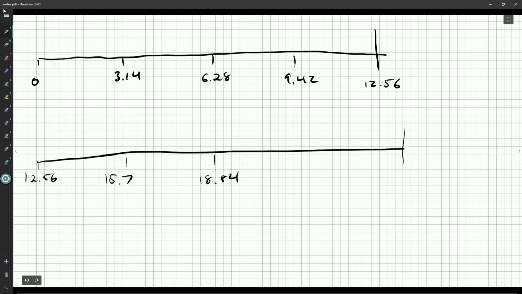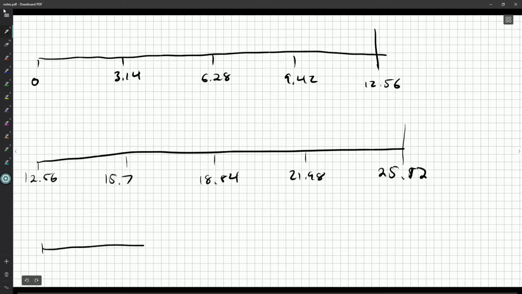18.84, so that would be 6 pi as unfurled. And then 21.98, and then once more. So after 8 pi, we are at 25.12.